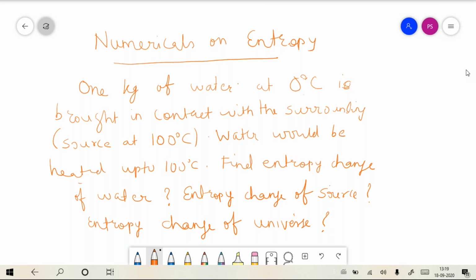You first find now the entropy change of water using the basic expression. If you are able to find that, you please calculate and tell me the answer. I am rubbing this question. I hope you have copied it down, and I would be just now solving this.